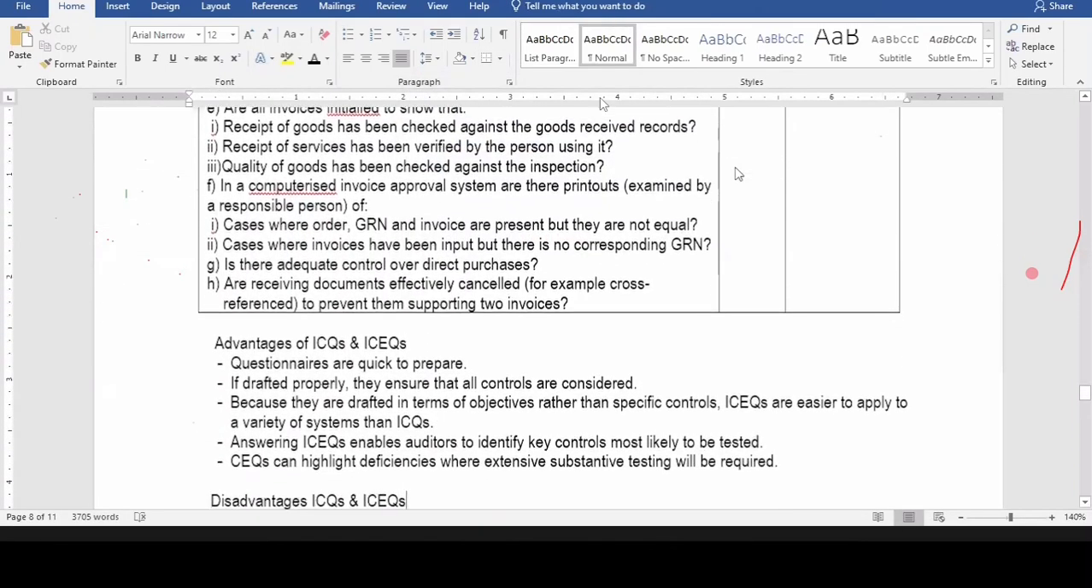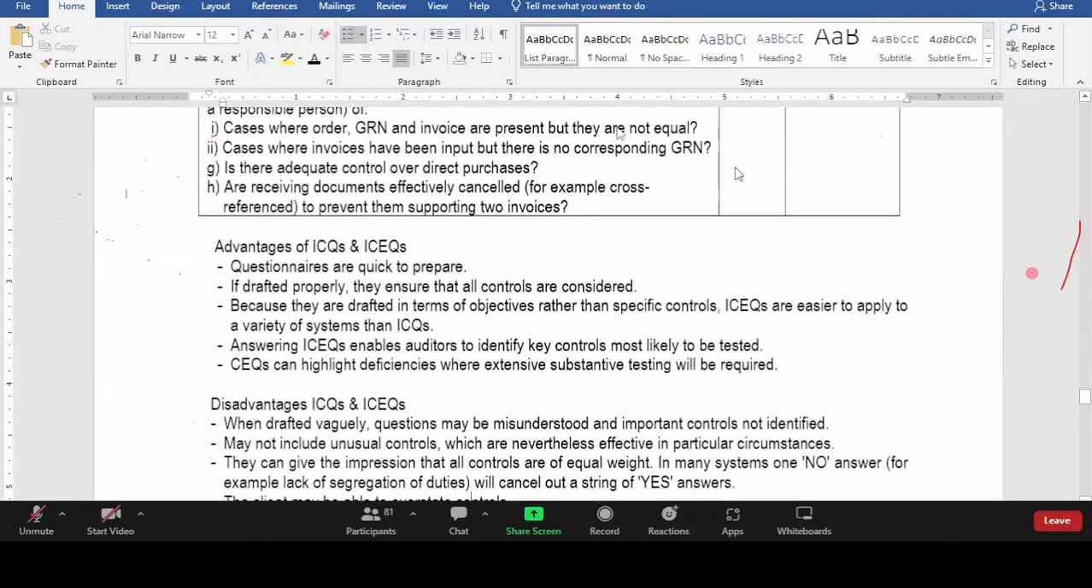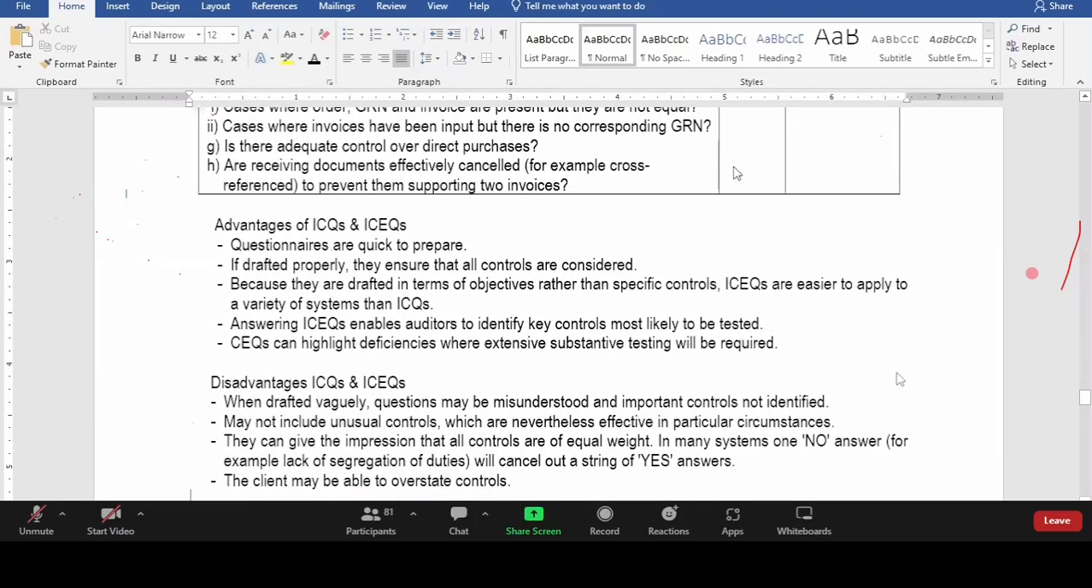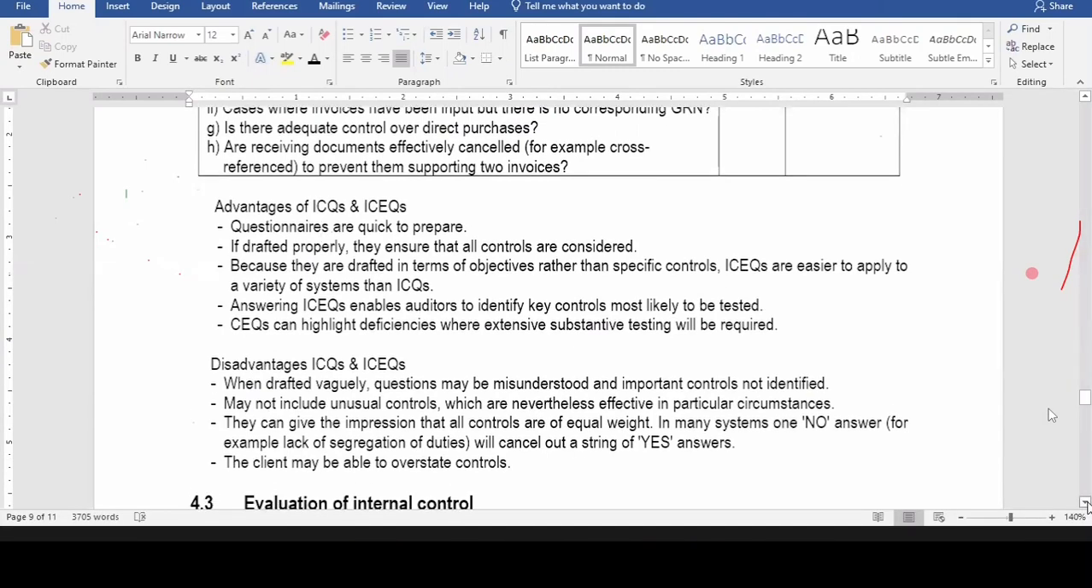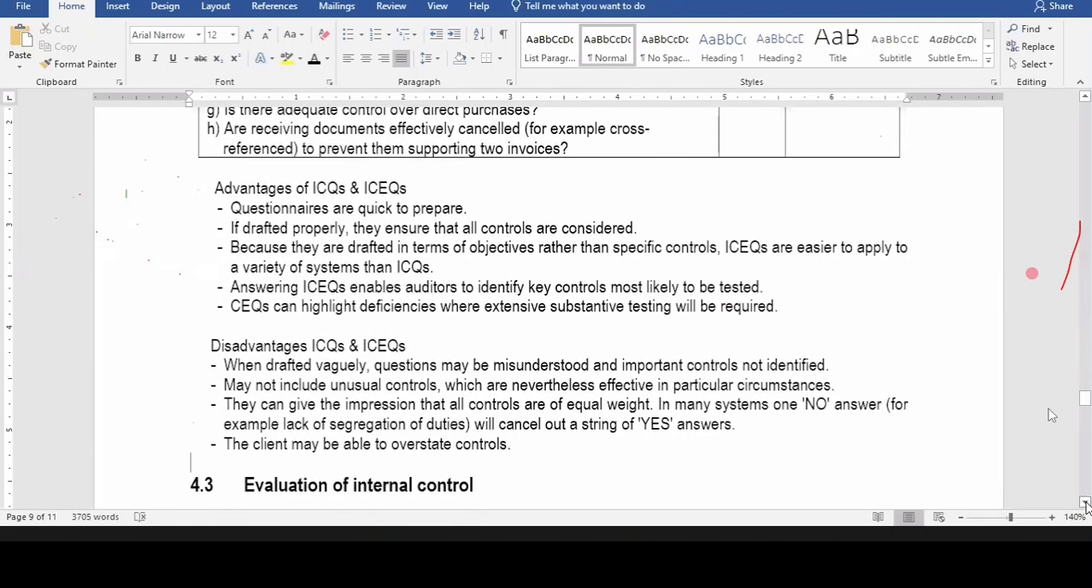Advantages of questionnaires. I think you can read through. Let me stop here. I will start with 4.3.